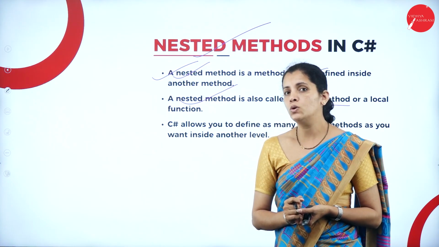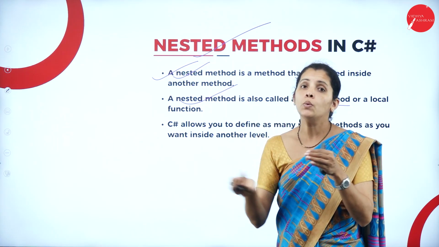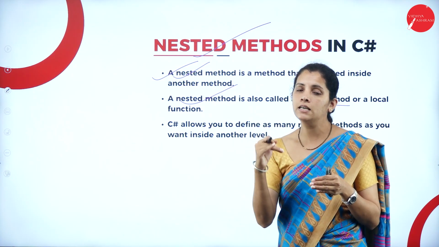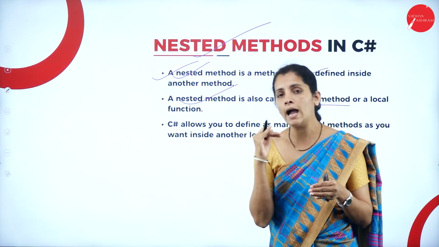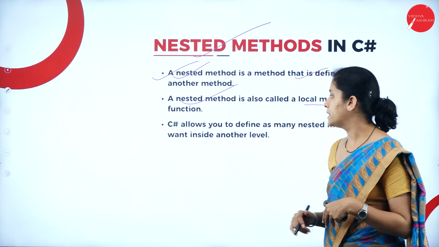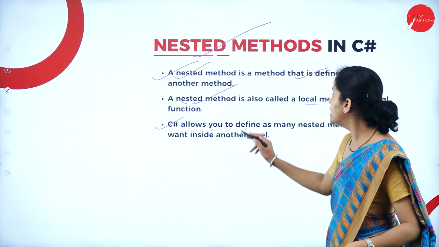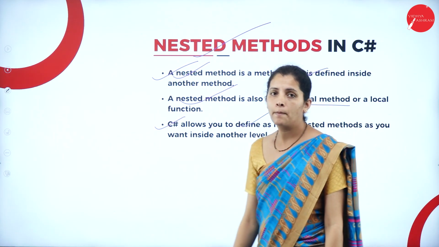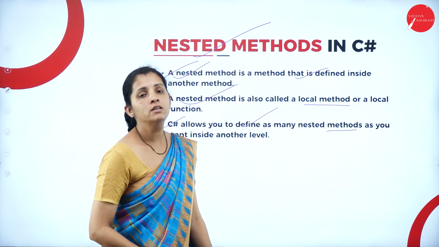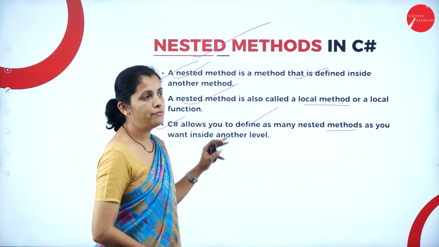Why is it called a local function? Because that is written within the function. So, the scope of the function is within the function. For that reason, it is called a local function or local method. Now, C# allows you to define as many nested methods. That means the user is able to define many nested functions.